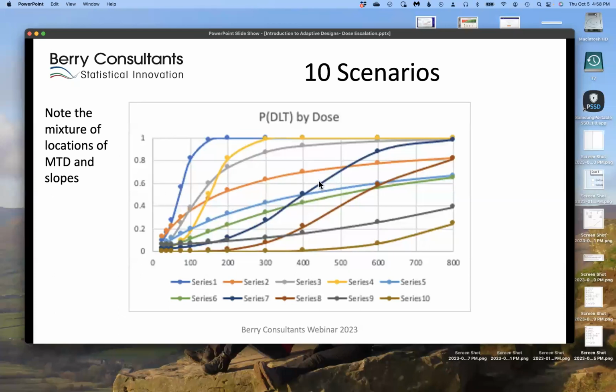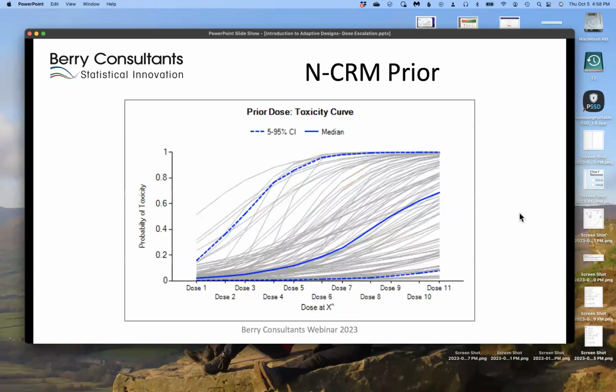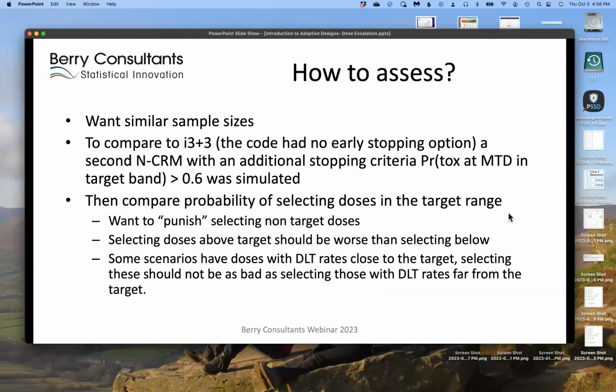This is what plotting all the scenarios looks like on one graph. So you can see we have got quite a full range in terms of where the toxicity is, where the target toxicity is, and what the slope is. And if we plot them in as logits, you can see that they're not all linear. So there are ones which are awkwardly shaped in terms of just fitting a linear logit. So the scenarios aren't biased towards fitting the Bayesian logistic regression. That's what the prior looked like that we saw.